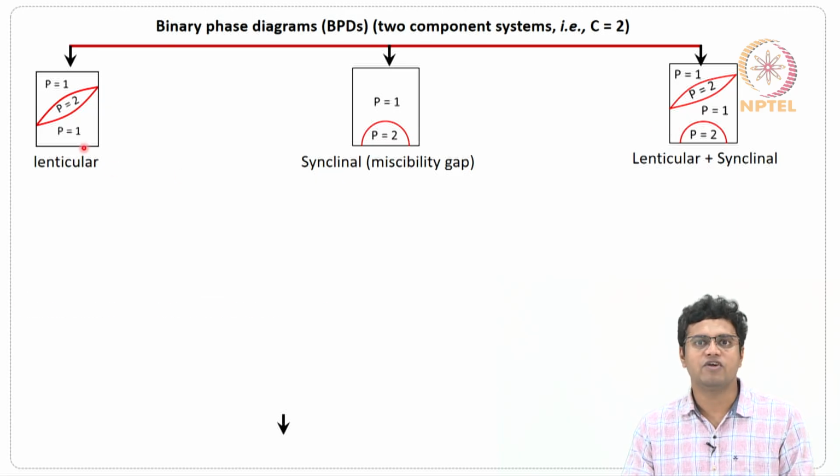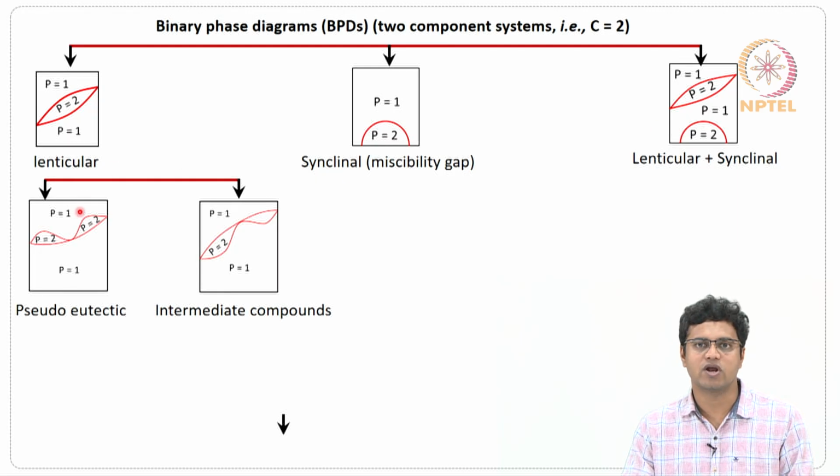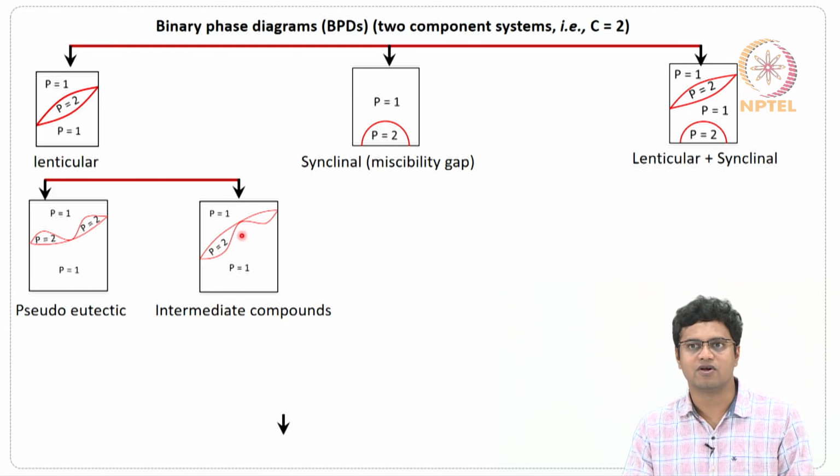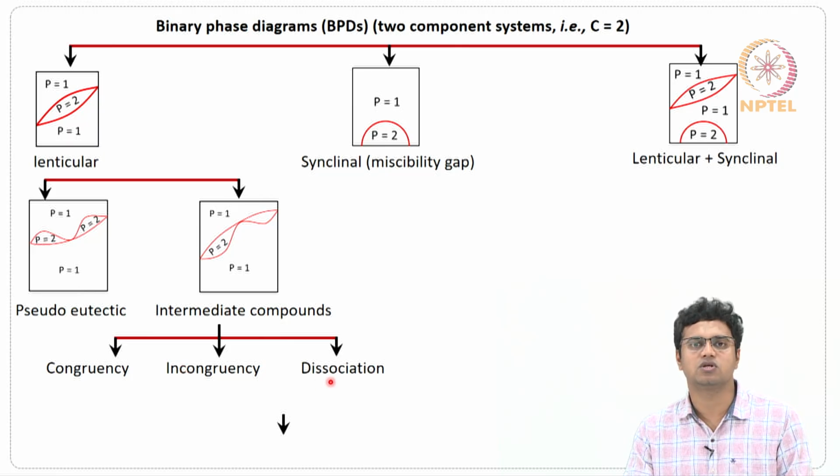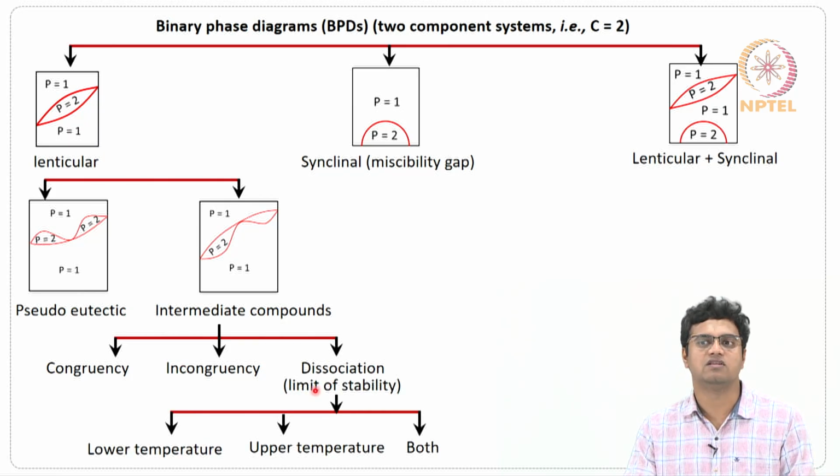Okay, now what are the variations in the lenticular type of phase diagram? One is pseudo-eutectic, where there exists a minima in the liquidus because of the interaction parameter. Here the interaction parameter in solid being more negative, it forms intermediate compounds. This is a maxima in the solidus. In addition to that, in intermediate compounds or line compounds, we have three different types again. One is congruently melting compounds, incongruently melting compounds, and dissociation. And in dissociation, we discussed the limit of stability.